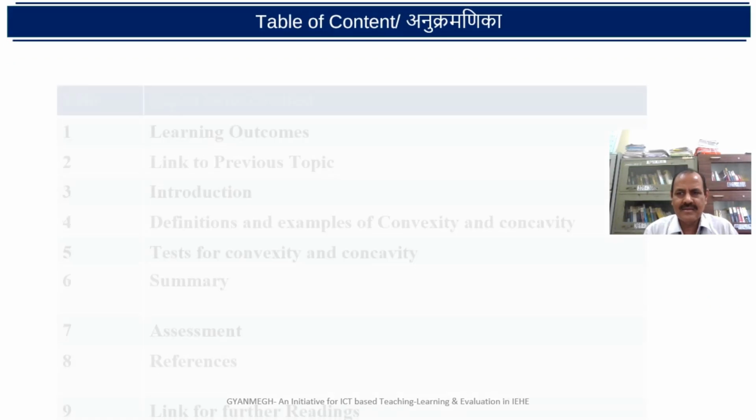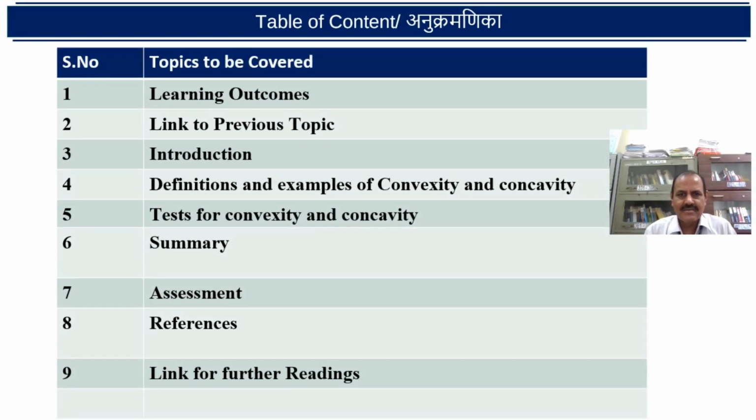Table of contents, the sequence of today's discussion: first we will discuss learning outcomes, link to previous topic, introduction, definition and example of convexity and concavity, test for convexity and concavity, and finally summary, and then assignment, references and links to further readings.